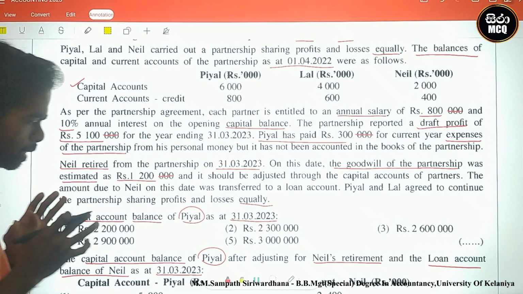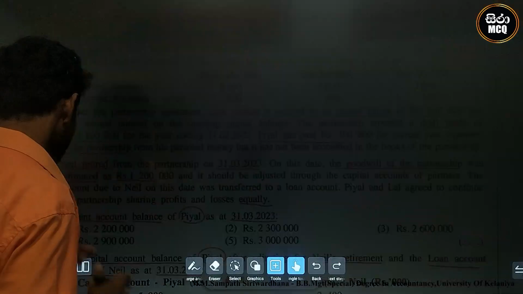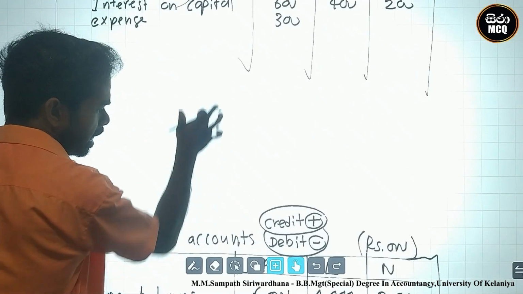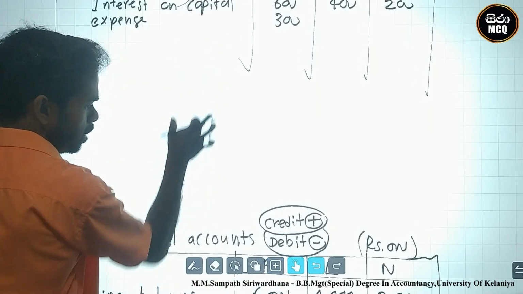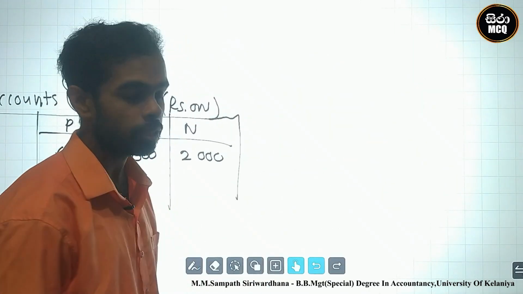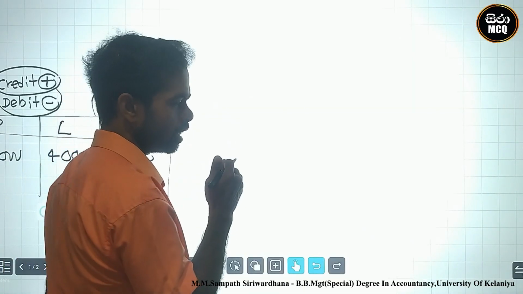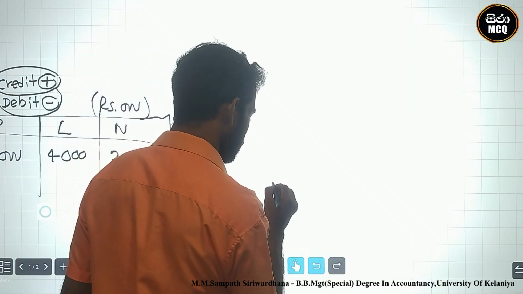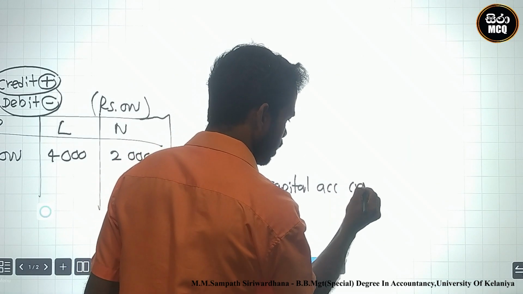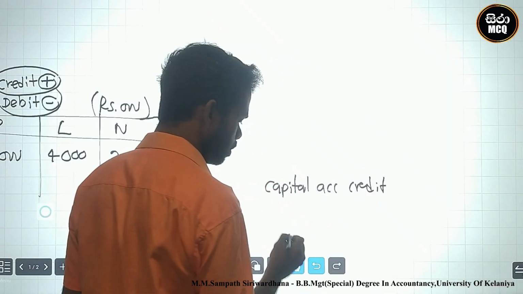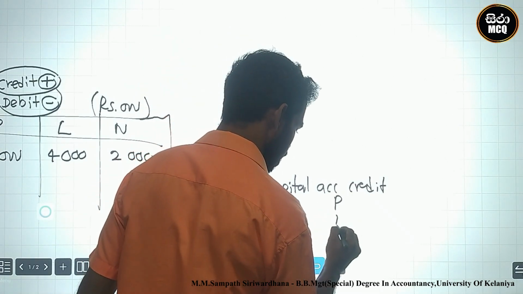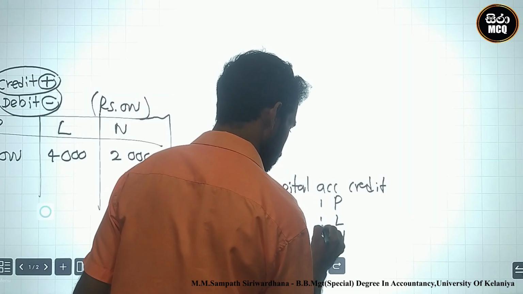We must adjust goodwill. Okay, what is the double entry for goodwill adjustment? Goodwill adjustment should be carried out in the capital accounts, no? Capital accounts. Okay, these are the capital accounts. What is the double entry for recording goodwill? We must credit in the old ratio. Therefore, capital accounts credit. What are the partners? All partners are PL, Lal and Neil. What is the ratio? Equal.